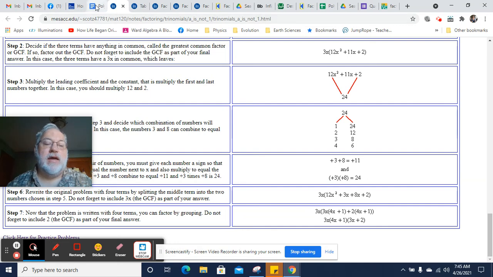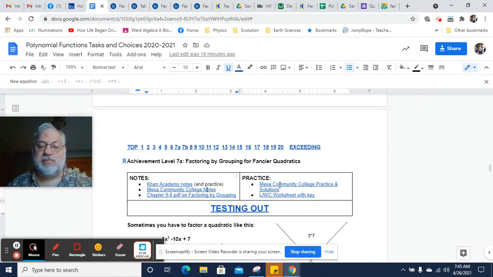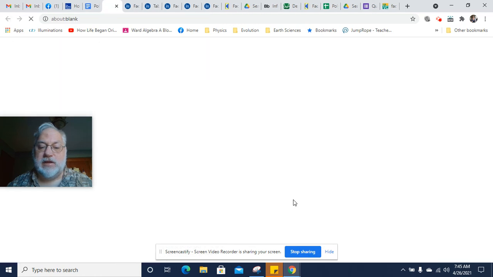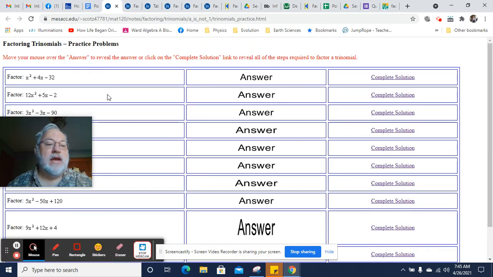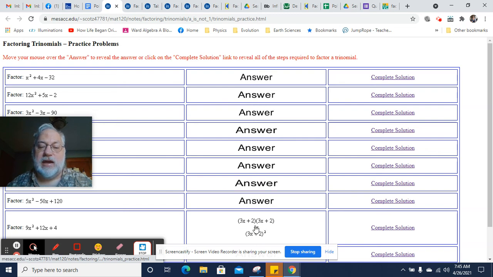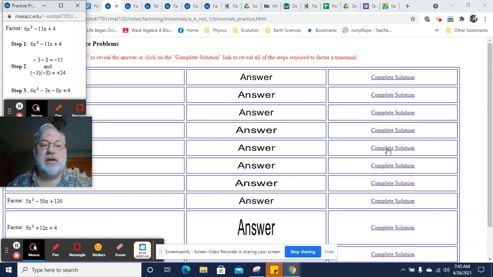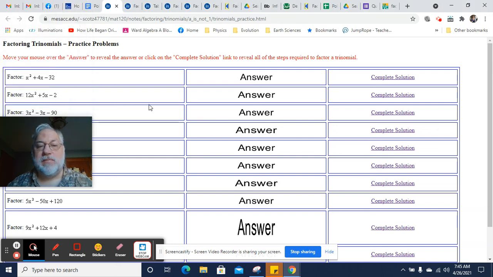And then there are further practice problems from the Mesa Community College site right here. You're given these problems on the left. This one, of course, won't require factoring by grouping, but you could. And you can hover over the answer so you can see it. Notice there's some factoring out of the greatest common factor. If you're not sure how they did it, you can go over here to the complete solution, and it opens up the steps for how it was done. So it's a pretty good site.